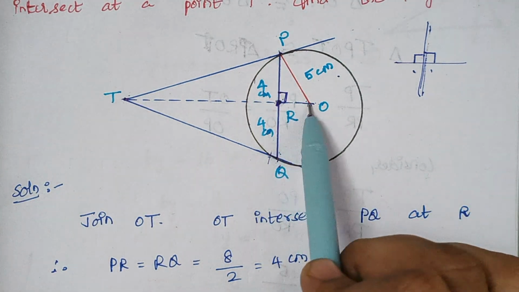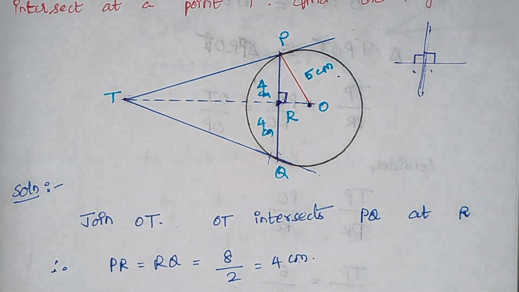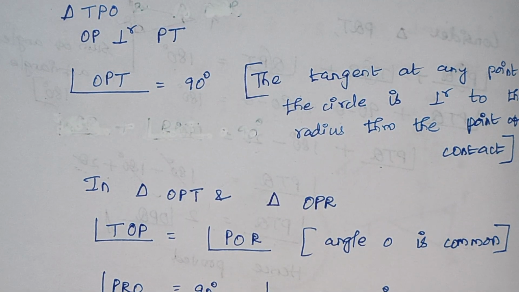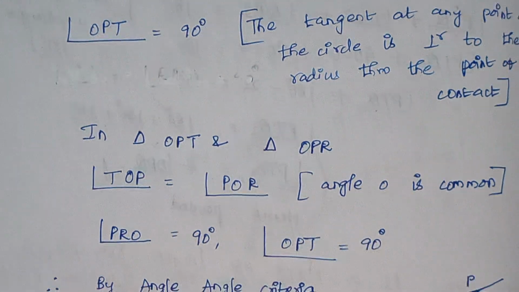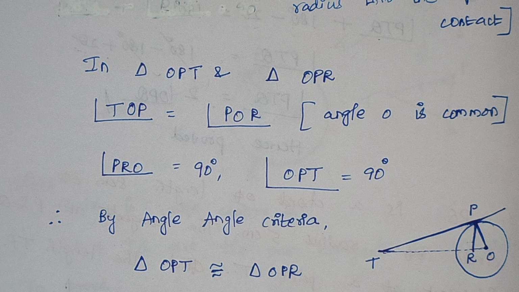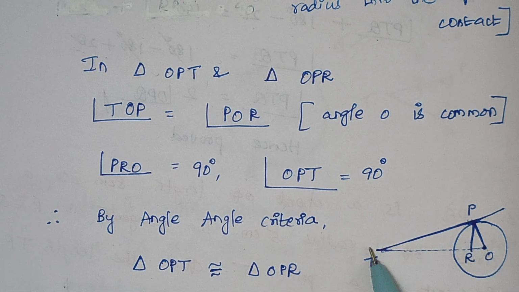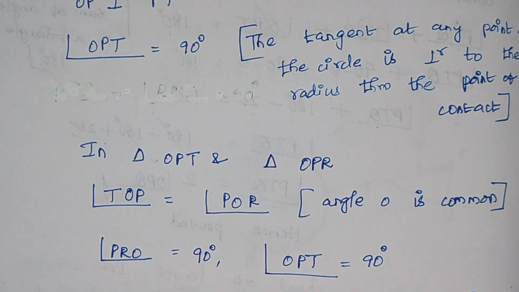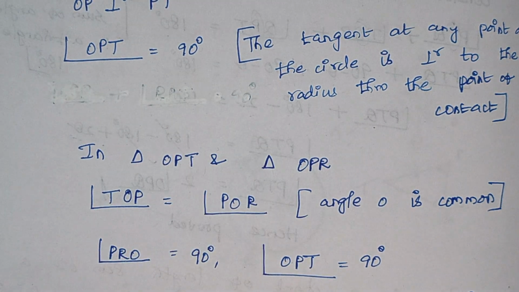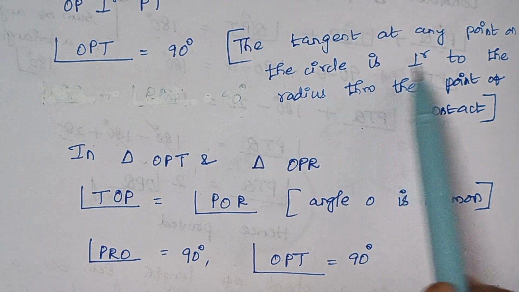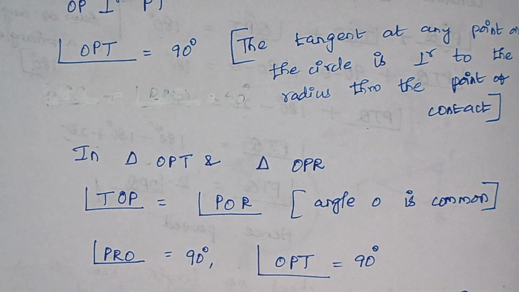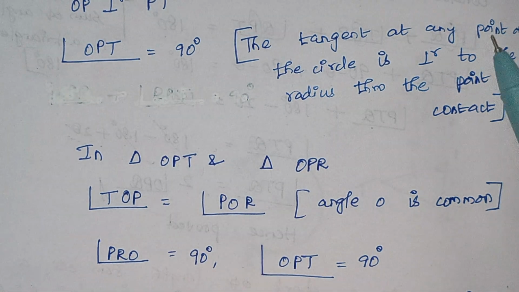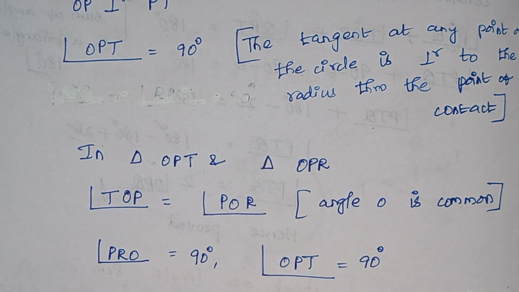So in this triangle, we know the values of all the sides. Again, in triangle TPO, I have drawn the same thing. Consider this part. Here OP is the radius and TP is the tangent. So what about the angle here? The angle OPT will be equal to 90 degree. This is based upon theorem 10.1, that is, the tangent at any point on the circle is perpendicular to the radius through the point of contact. Here perpendicular denotes that the angle is 90 degree.